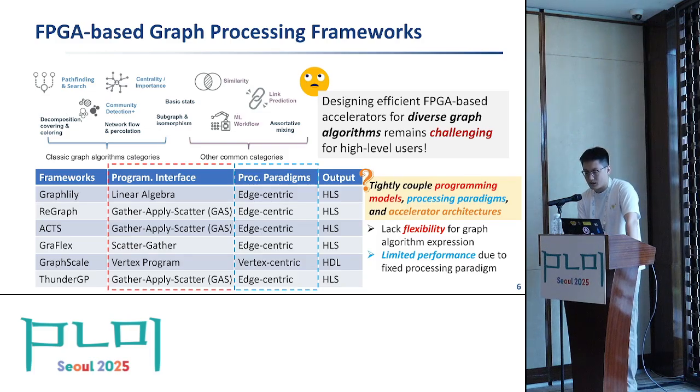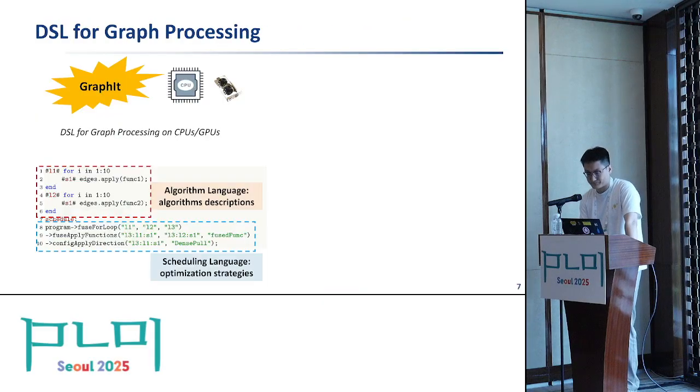For example, ECP is effective for algorithms such as PageRank, where all vertices are active. However, it struggles with BFS, which only activates a subset of vertices, resulting in considerable redundancy. This limitation underscores the need for a more flexible method of generating FPGA-based graph processing accelerators.